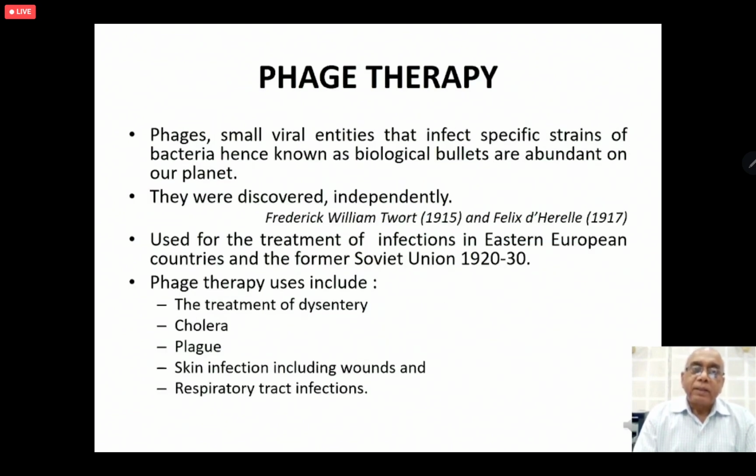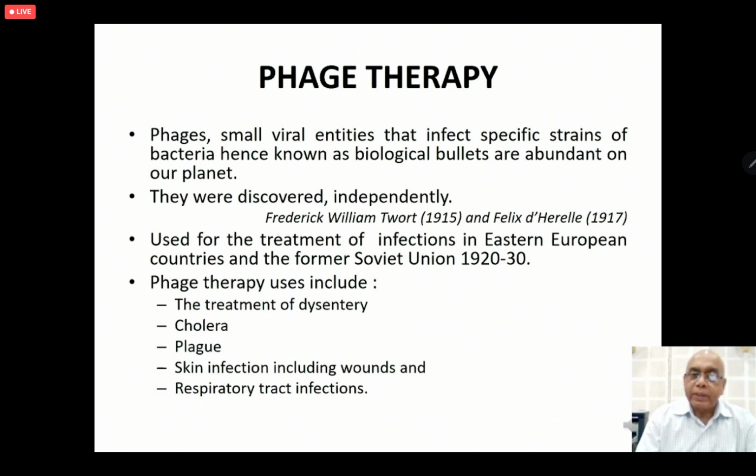Phages are small viral entities that infect specific strains of bacteria. Since they infect specific strains, they are also known as biological bullets, and they are abundant on our planet. They were discovered independently by Frederick William Twort in 1915 and Felix d'Herelle in 1917.